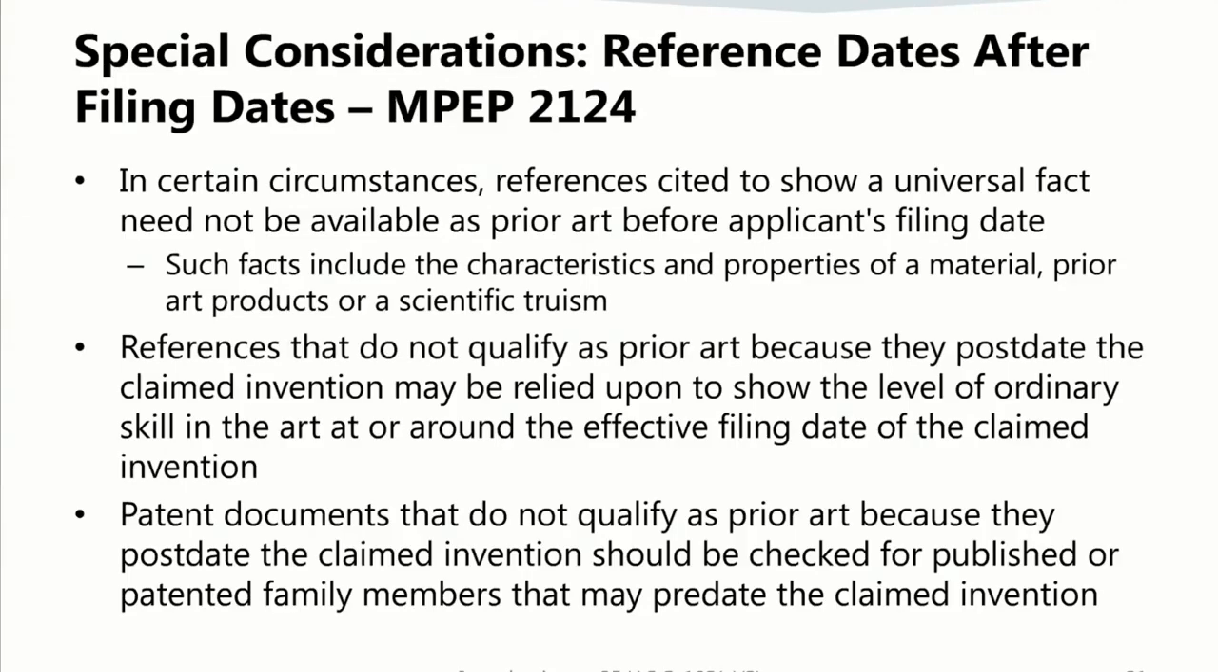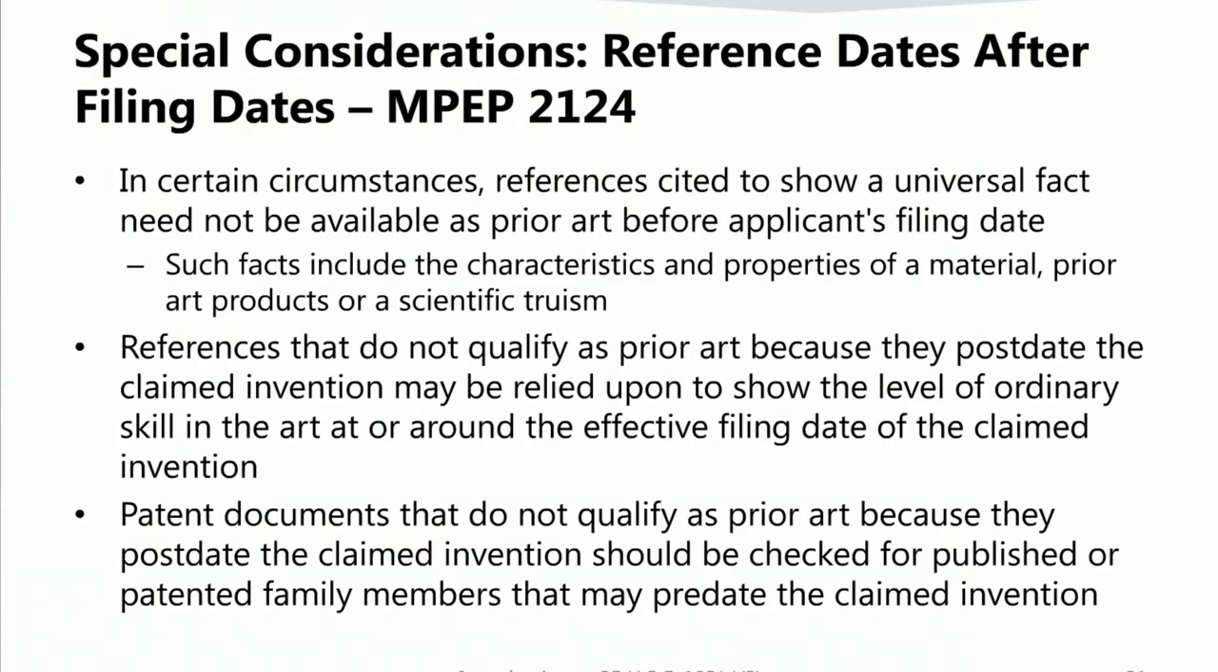The examiner is reminded that references may be cited to show a universal fact, in which instance they need not be available as prior art before applicant's filing date. Such facts include the characteristics and properties of a material, prior art products, or a scientific truism. Additionally, references that do not qualify as prior art because they postdate the claimed invention may be relied upon to show the level of ordinary skill in the art at or around the effective filing date of the claimed invention.